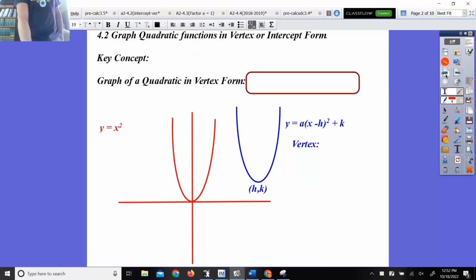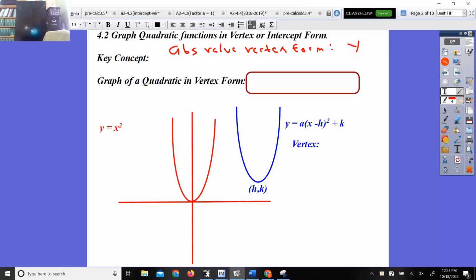All right, so sadly, here's the stuff that actually is about today. 4.2, graphing quadratic functions in vertex or intercept form. The prereq skill for this is an old thing. It was absolute value vertex form. Anybody remember what absolute value vertex form looks like? A plus absolute value x minus a. No, you started off wrong.